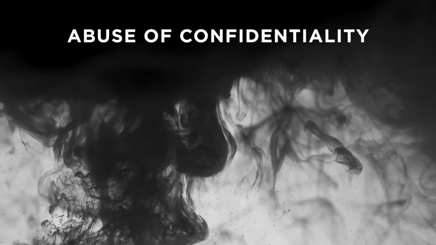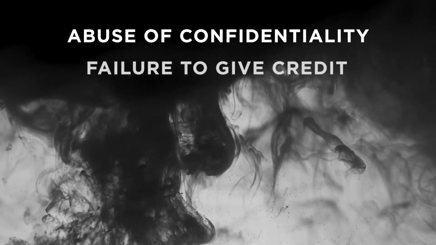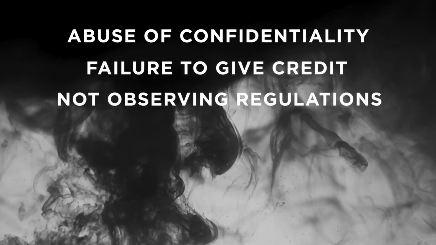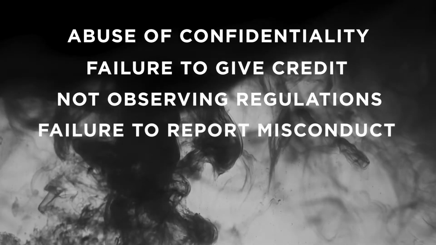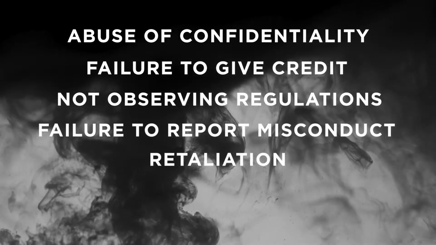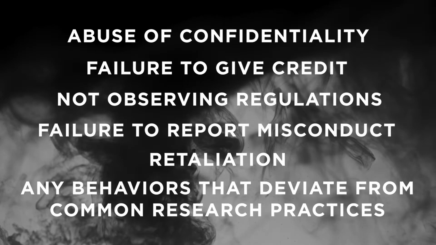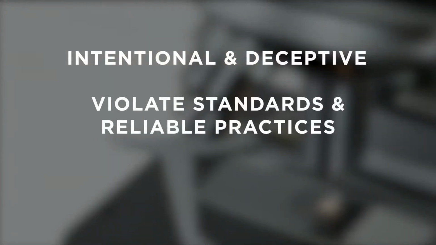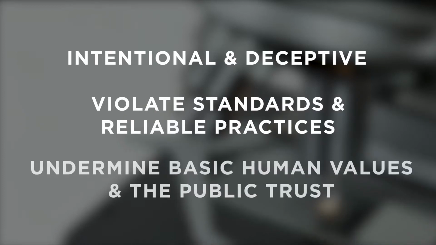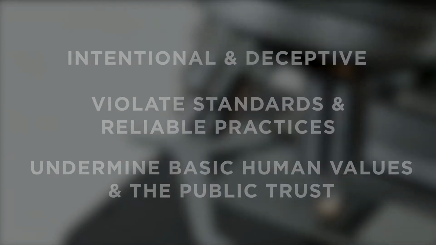Some institutions define research misconduct more broadly and include other specific actions. Other forms of research misconduct include abuse of confidentiality in peer review, failure to allocate proper credit in authorship, not observing regulations governing research, failure to report misconduct, retaliation against whistleblowers, and any behaviors that seriously deviate from commonly accepted research practices. The bottom line when it comes to research misconduct is that it must be intentional and deceptive, violate standards and reliable practices, and undermine basic human values and the public trust.